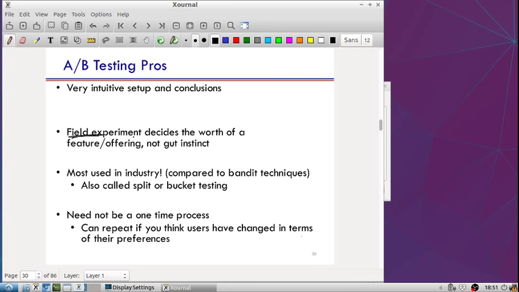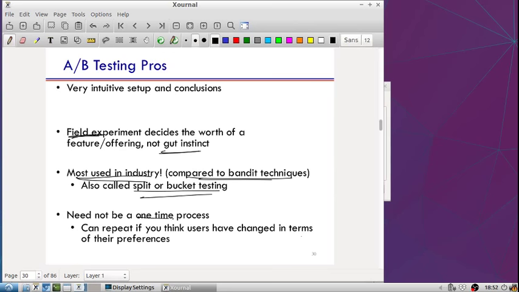So field experiment essentially decides the actions that you take rather than, you know, gut instinct. It's used in the industry quite a bit, actually. Maybe more, maybe less compared to Bandit techniques, but we'll see. It's also called split testing or bucket testing.